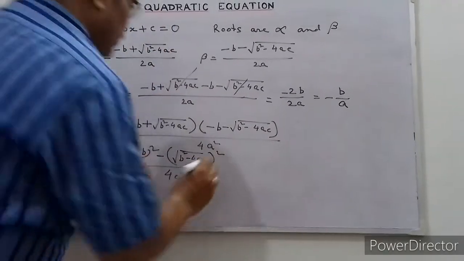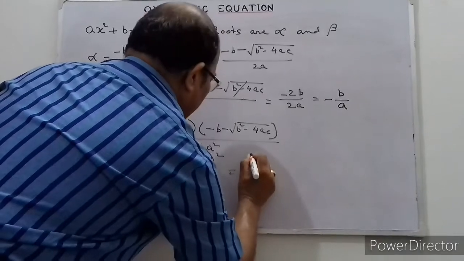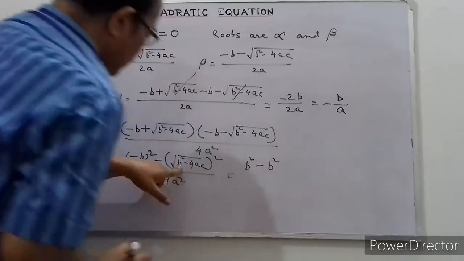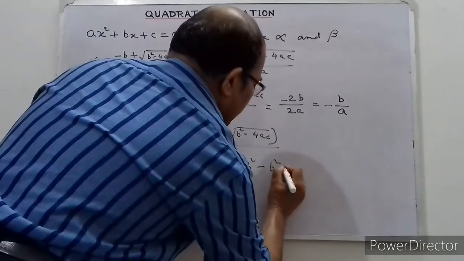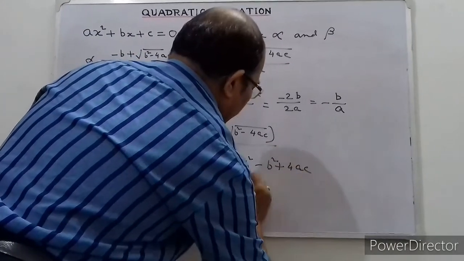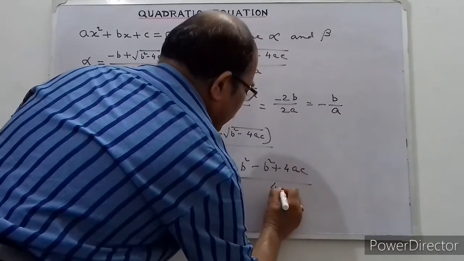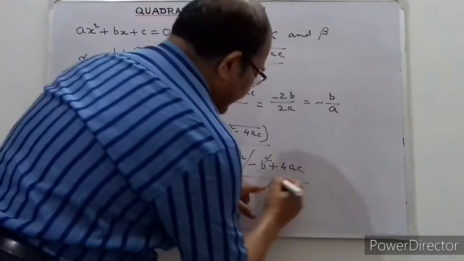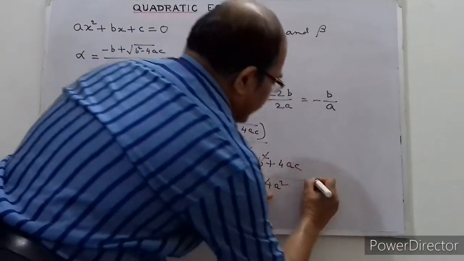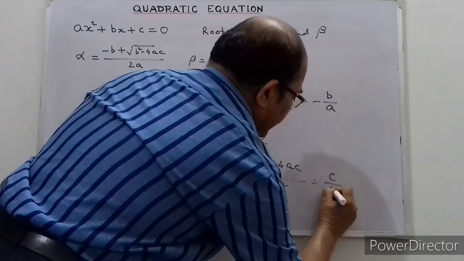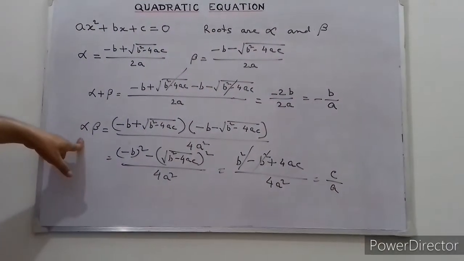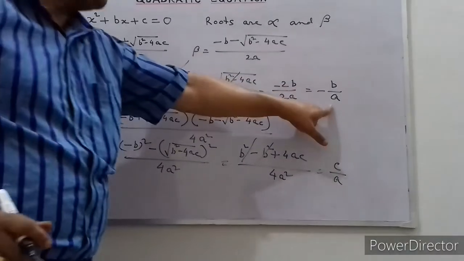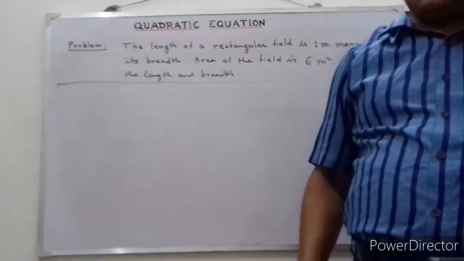Okay, so we are getting b square minus 4ac. So this is minus b square and this is plus 4ac, by 4a square. This we can cancel. So 4 cancels, a cancels, and we are getting c by a. So the product of the roots is c by a and the sum of the roots is minus b by a.